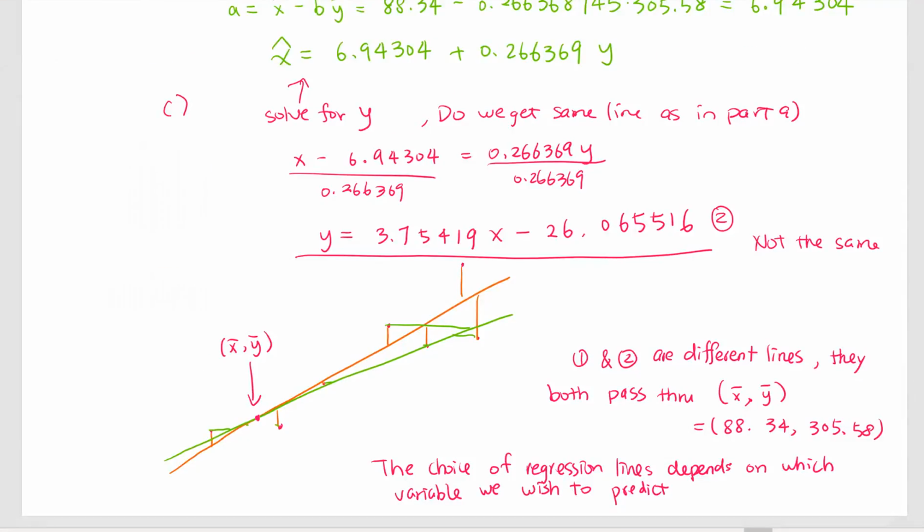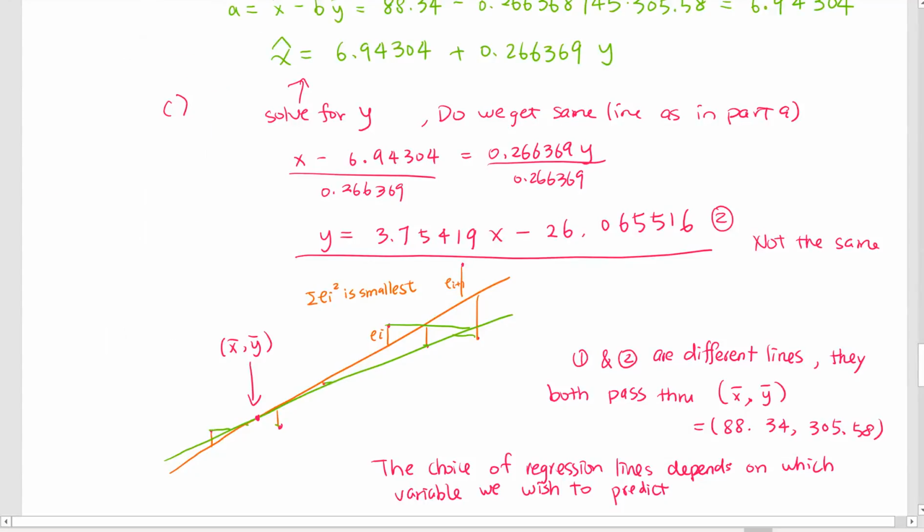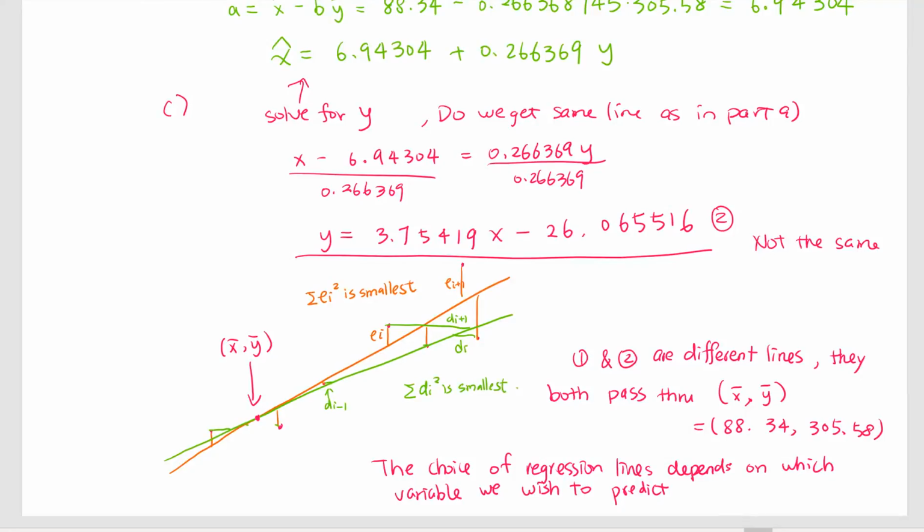Okay, so let me just put some more. So this is the e_i, this is the e_i plus 1. The orange line I designed such that the sum of e_i squared is the smallest. And the green line is where we want the horizontal distance to be smallest. So let's say this is d_i and this is d_i plus 1, maybe this one is d_i minus 1. So the green line is designed such that the sum of d_i squared is the smallest. So far so good. So that's why they are different lines.